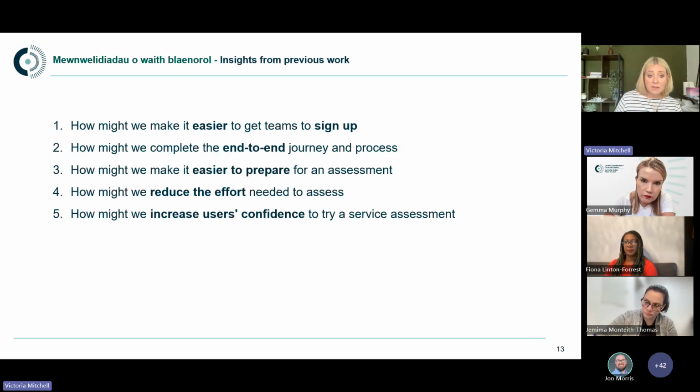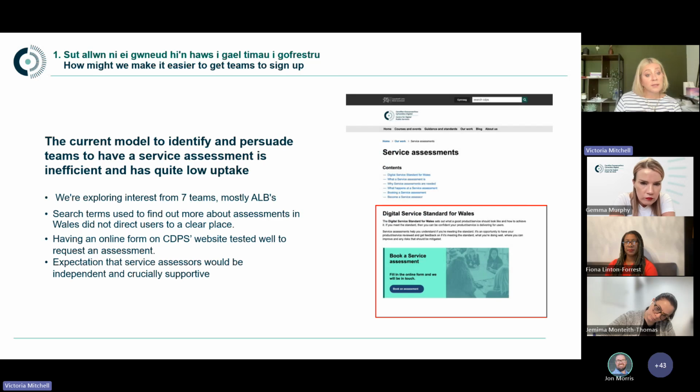So with those things in mind, we created 5 problem statements to focus the experiments around. They were: how do we make it easier to get teams to sign up? How might we complete the end-to-end journey? How might we make it easier to prepare for an assessment? How might we reduce the effort needed to assess? And how might we increase users' confidence to try a service assessment? I'm going to go through each one of those in more detail and share with you a bit about what we learned about it.